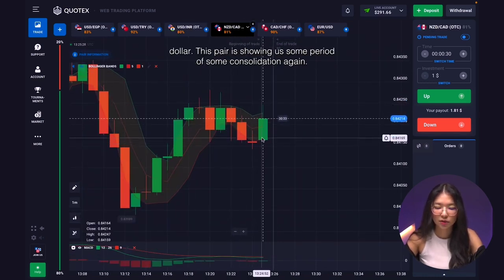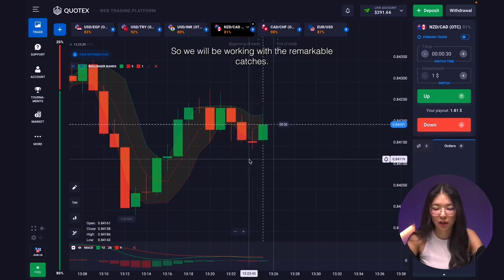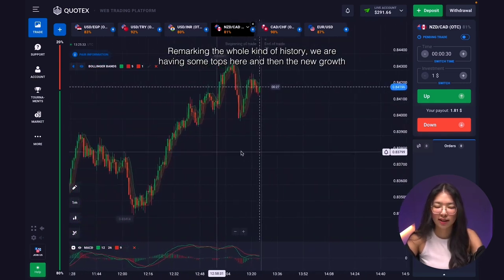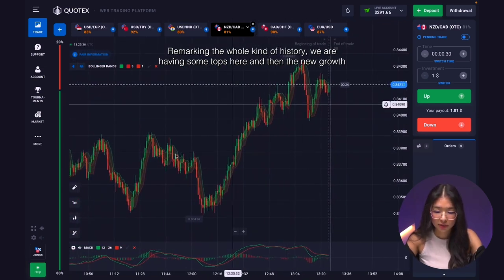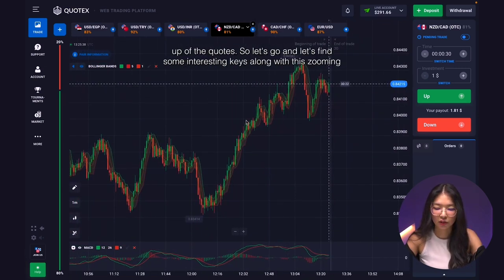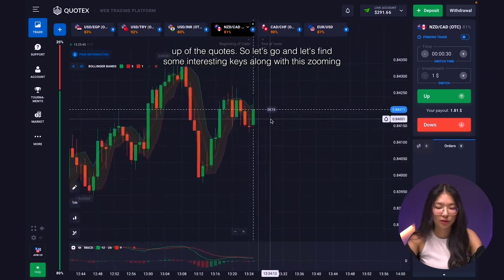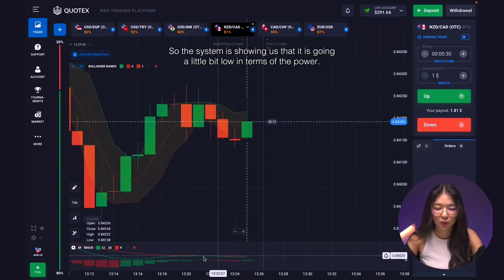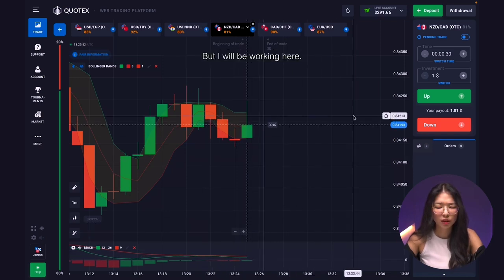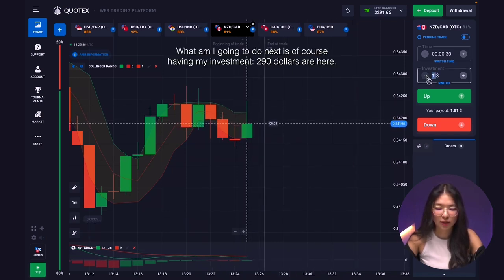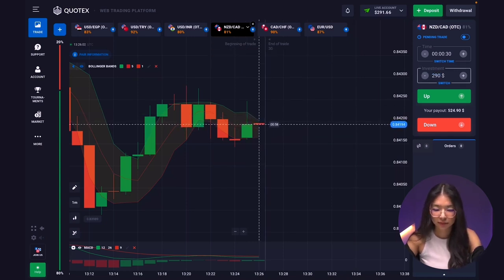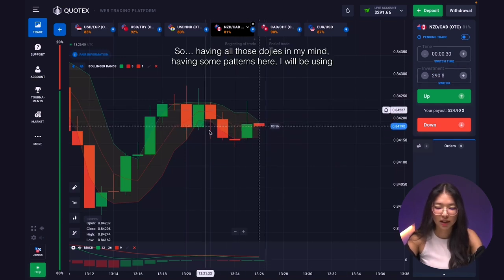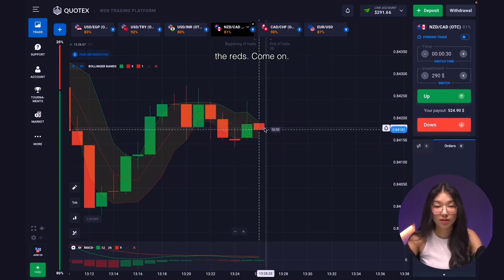This page is showing us some period of consolidation again, so we'll be working with the remarkable catches, remarking the whole kind of history. We're having some tops here, and then the new grow up of the quads. So let's go and find some interesting keys along with this, zooming out in this MACD. The system is showing us that it's going a little bit low in terms of the power, but I will be working here. What I'm going to do next is of course having my investment, $290 here. So having all those dojis in my mind, having some patterns here, I will be using the reds. Come on.